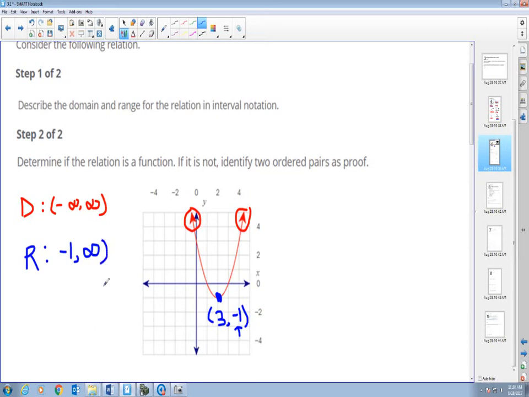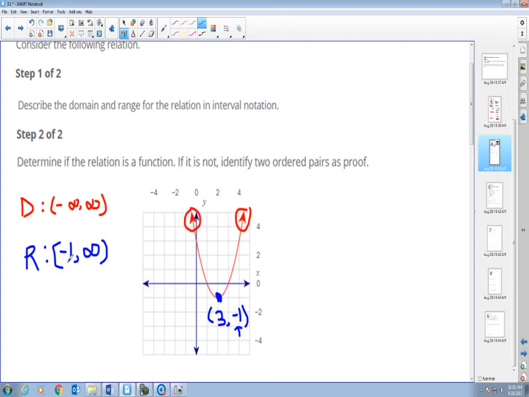Infinity always uses parentheses. Do I use parentheses or a bracket on the -1? Brackets, because this is a point on the line, so it's part of my function, so I have to include that. Okay.